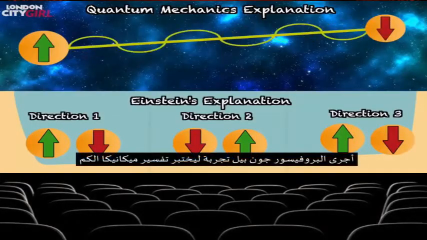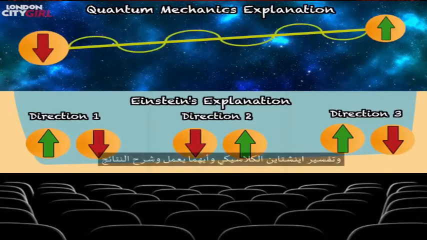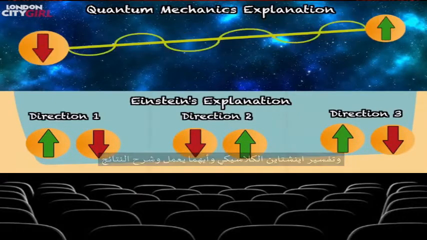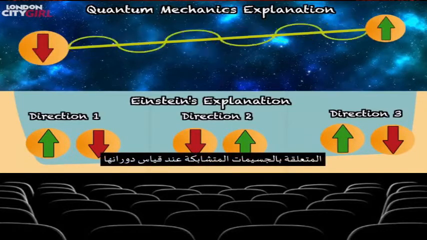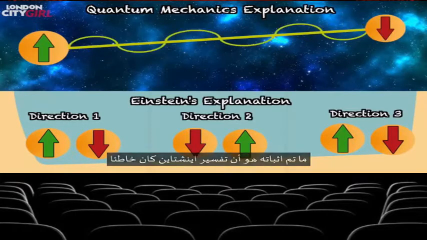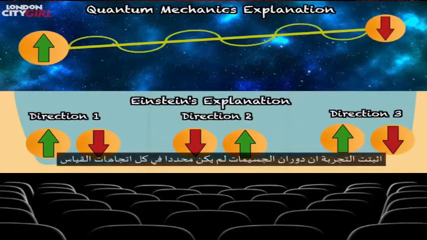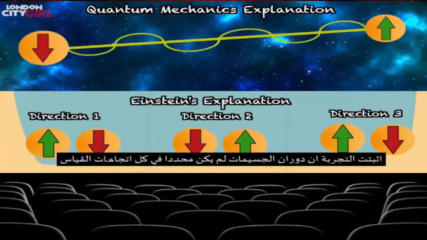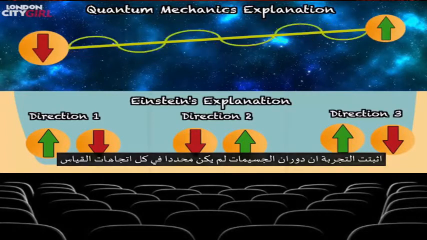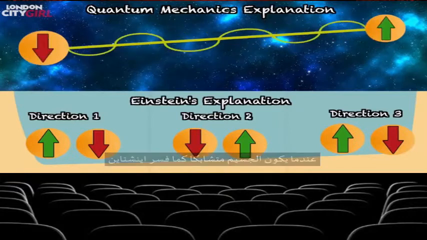Professor John Bell actually came up with an experimental way to test whether quantum mechanics or Einstein's more classical explanation worked when it came to explaining the results entangled particles gave when measured for their spins. What emerged was that Einstein's explanation broke down, and the predictions made by quantum mechanics were consistent with the experimental results. The experiment proved that the spin of the particles were not defined specifically in all directions of measurement when the particles were entangled, as Einstein had theorized.